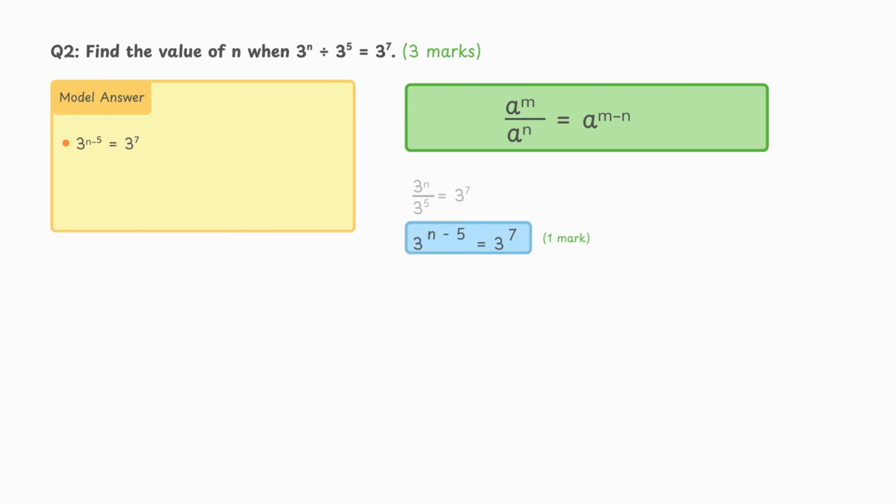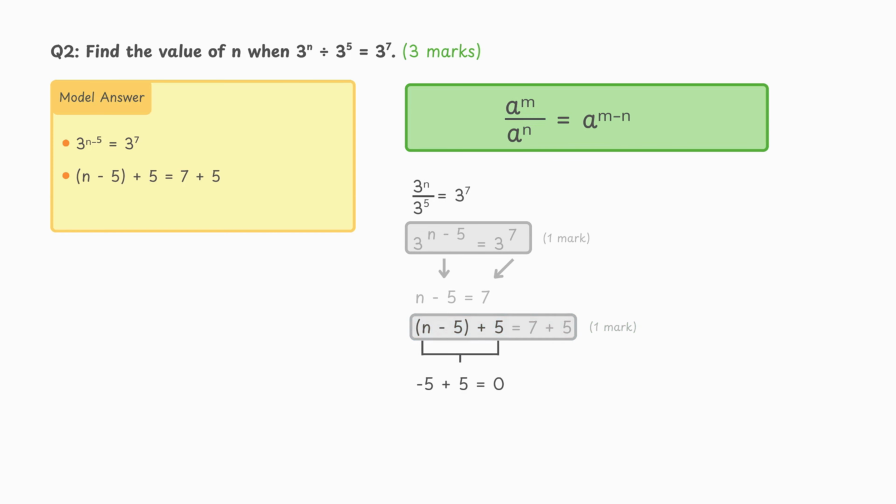That gives 3 to the power n minus 5 equals 3 to the power 7. If the bases match, the powers must match. So n minus 5 equals 7. To isolate n, we add 5 to both sides. So n minus 5 plus 5 equals 7 plus 5. This earns 1 mark. On the left side, negative 5 plus 5 becomes 0, and on the right side, 7 plus 5 equals 12. Therefore, n equals 12. This earns 1 mark.